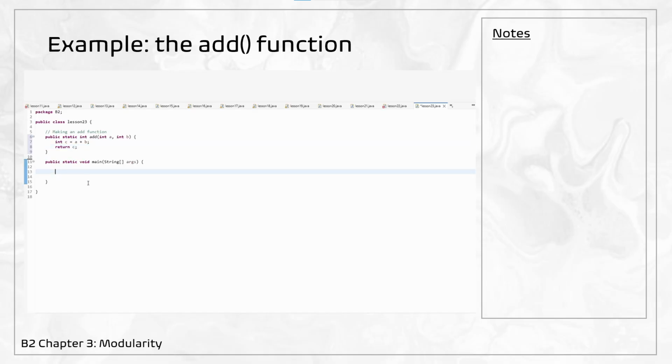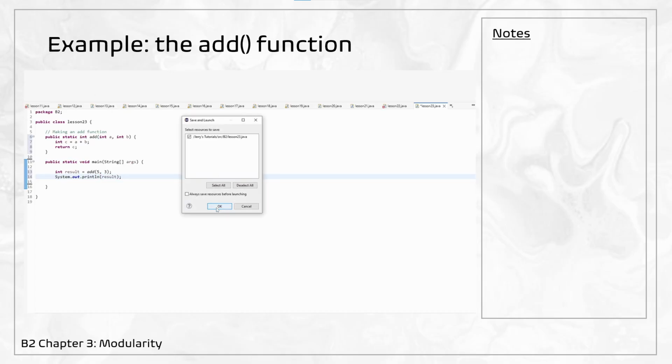Now what we can do is call the function in here, so we can call add, and let's say 5, 3. Because this function returns an integer value, we can store the result inside of here, like this. And then we can just print results, and what we get is 8 over here, which is to be expected.